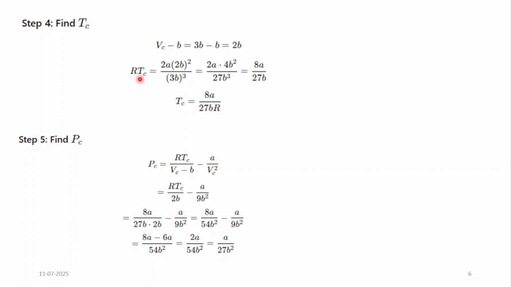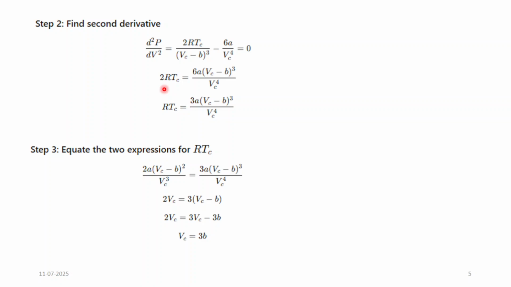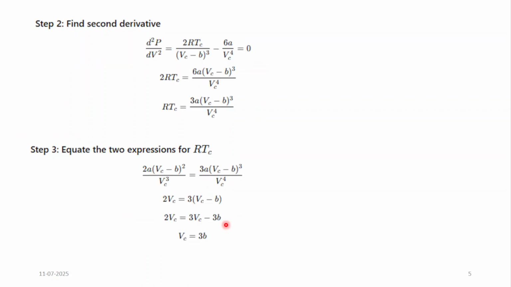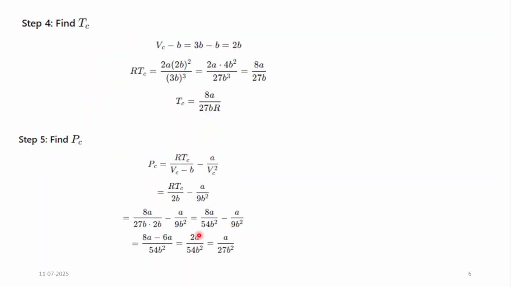Now you know RTc is equal to, from this one, 2a(Vc − b)²/Vc³. Now you put this value Vc = 3b. So incorporate this: 2a into (2b)² divided by (3b)³. So you'll get 8a/27b. So Tc is equal to 8a/27b divided by R, so Tc = 8a/27Rb. So this is the relationship between critical temperature and the van der Waals constants.